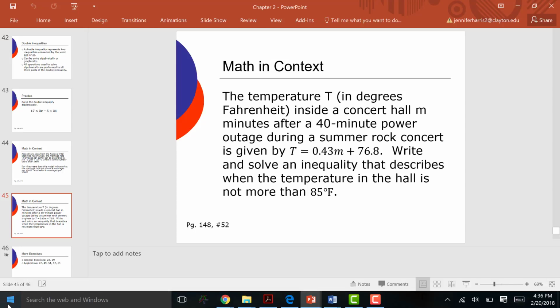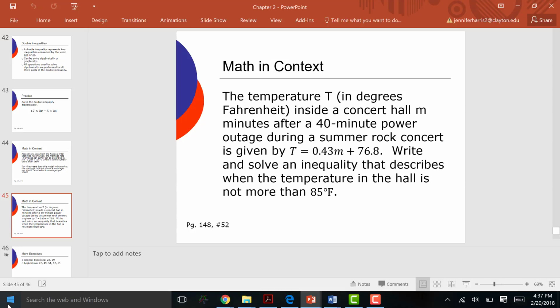Okay. So, how many more minutes do they have before the temperature is going to reach 85 degrees? 19 minutes or less. So, how many minutes total? Let me see. What does it say? We wrote the inequality. When it says write the inequality, guys, it just wants the first part that we first wrote on the board. And then it says solve it. That describes when the temperature in the hall is going to not be more than 85 degrees.